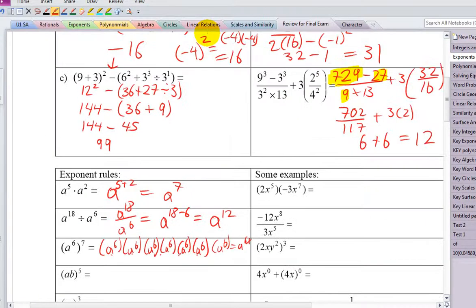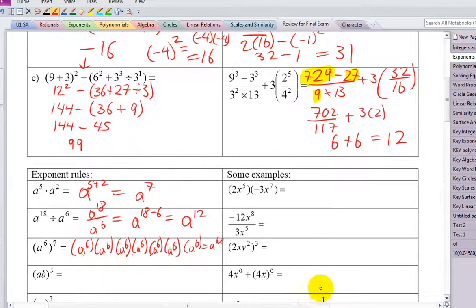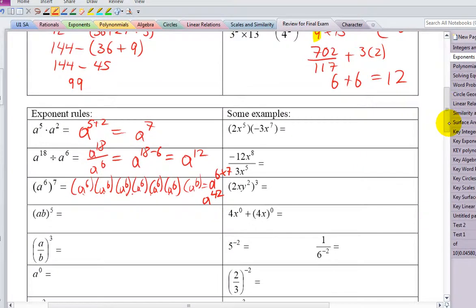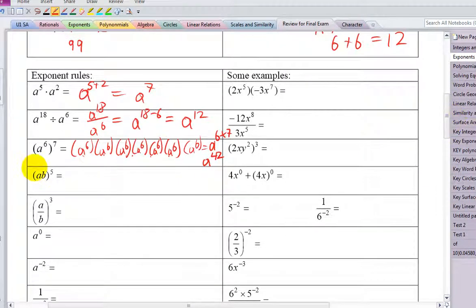For a power to a power, you should multiply them together. Okay? 6 times 7 to get A exponent 42. A exponent 42. Multiply when you have power to a power. Now the next rule is exactly the same as the one above. These are identical, these three.